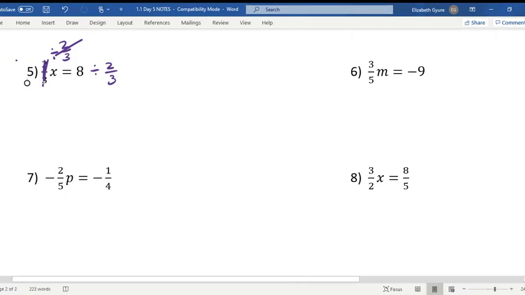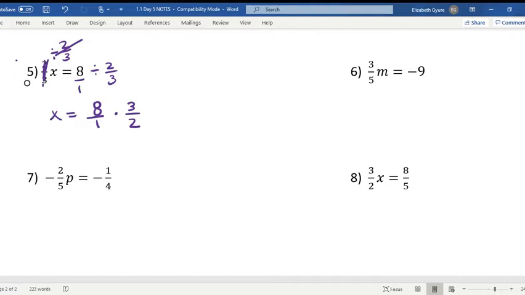So who can I pick on? Bailey, what should I do with that 8 to make this a little bit better to look at now that we need to divide? Put a 1 under it. Yep. Put a 1 under your 8. And what 3 words are we going to do? Keep, change, flip. Keep your 8 over 1. Change your division into multiplication and flip the 2/3 into a 3 over 2.